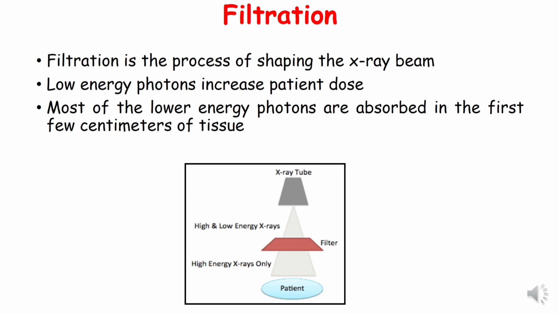And when this beam of radiation with different energy level photons passes through the patient, what happens is most of the lower energy photons in the X-ray beam are absorbed in the first few centimeters of the tissues and only the high energy photons will penetrate through the patient to form a radiographic image.